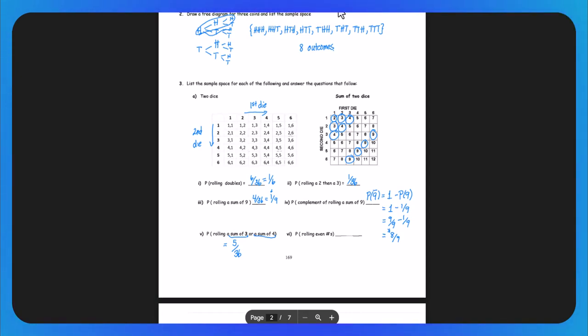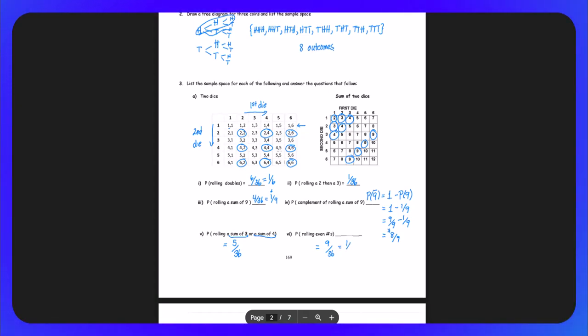So rolling even numbers, for instance, nothing in the first row right here has both even numbers, but in the second row, this one, and this one, and this one. And notice this will only happen in every second row because all the other ones have odd numbers in them. So for this one, the total favorable outcome is 9 over the total outcomes, which is 36. And we can reduce this down by dividing both by 9, which is 1 over 4.